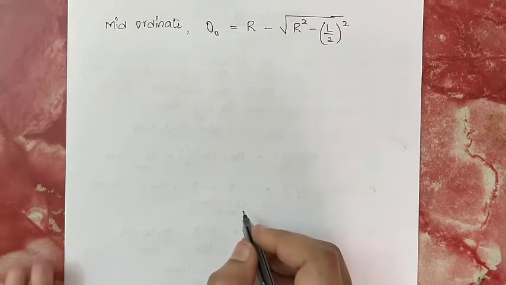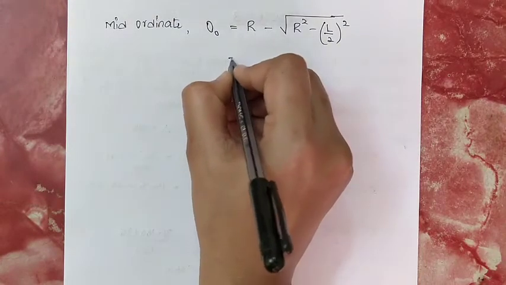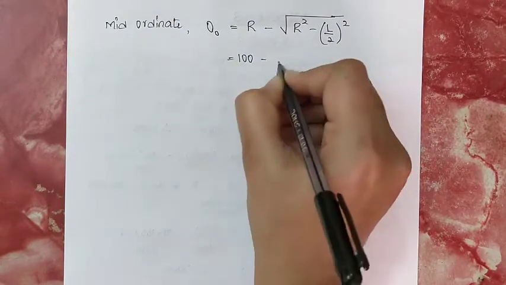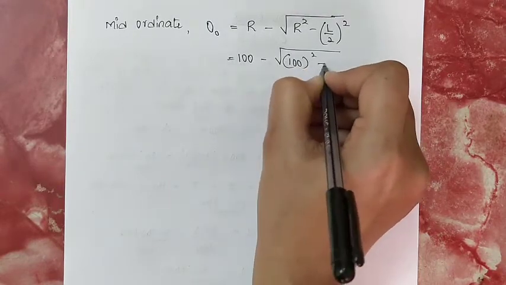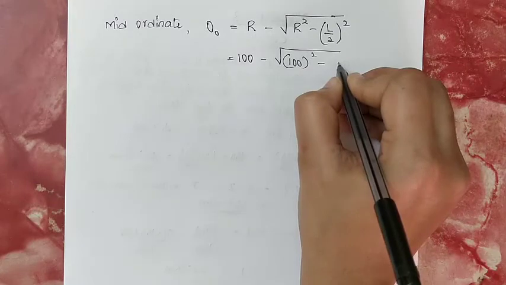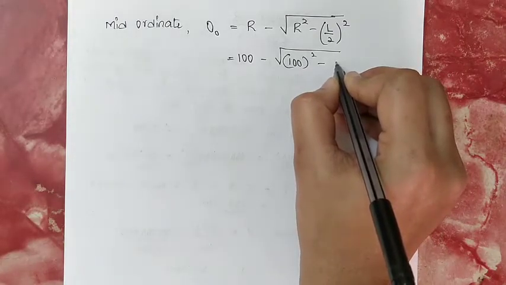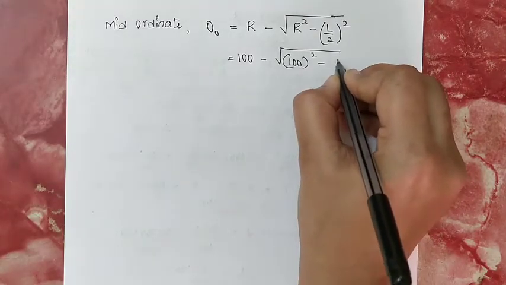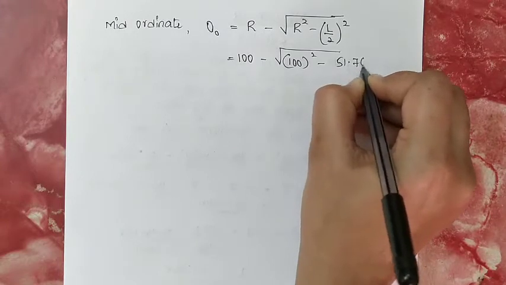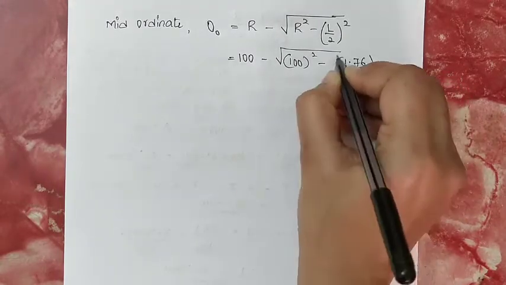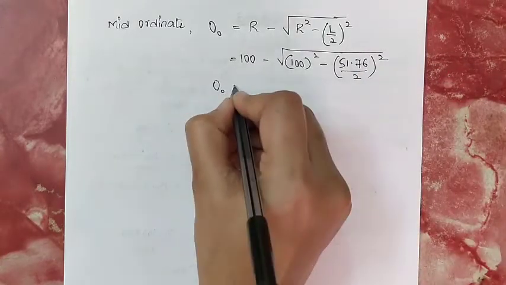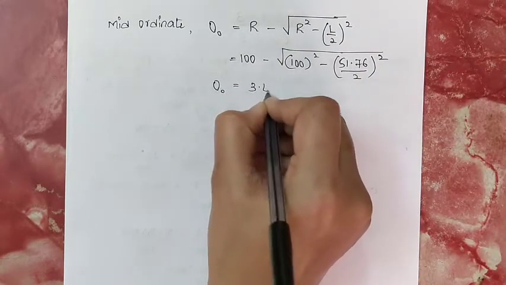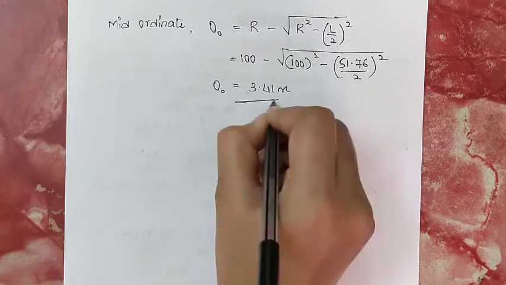Substitute the value now. That is R, 100, minus square root of R square, 100 square, minus L by 2. L is the length of the long chord, 51.76 divided by 2, whole square. Upon simplification, you will get the mid-ordinate as 3.41 meter.